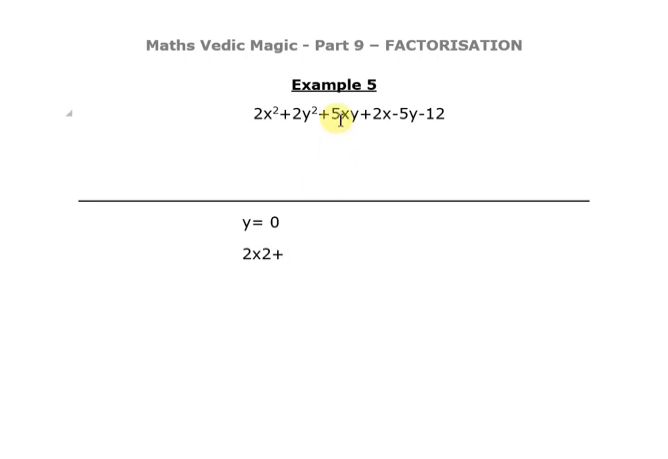And then if you put x equal to 0 similarly, what we'll get is 2y square minus 5y minus 12. So these are the two normal quadratic equations that we need to solve here. So let's do the first one.